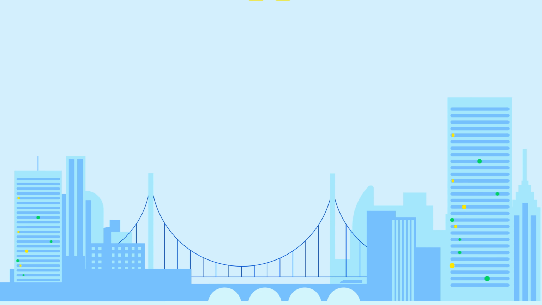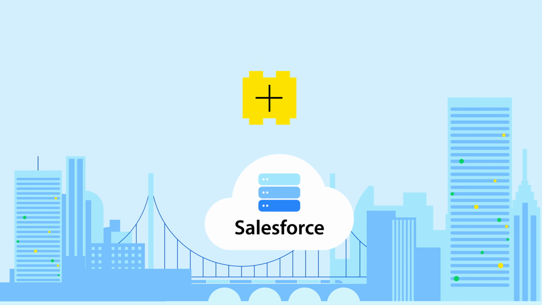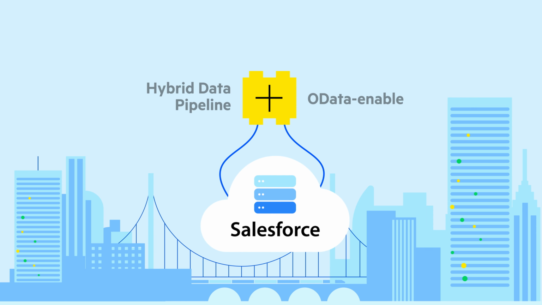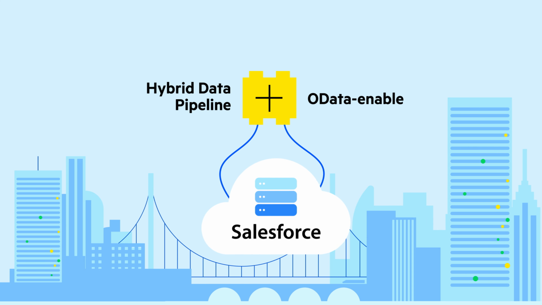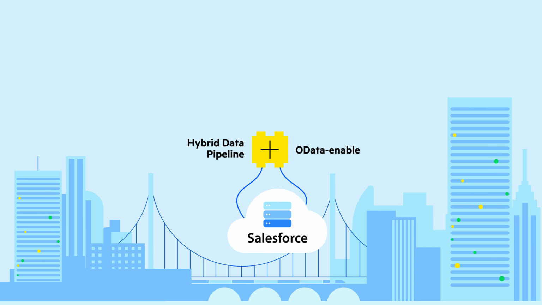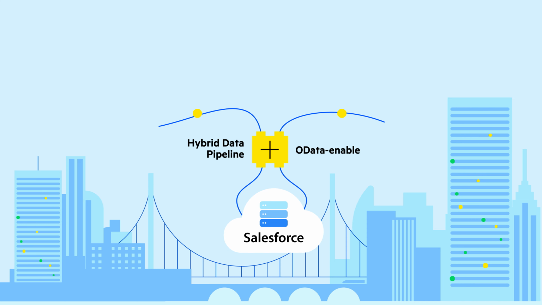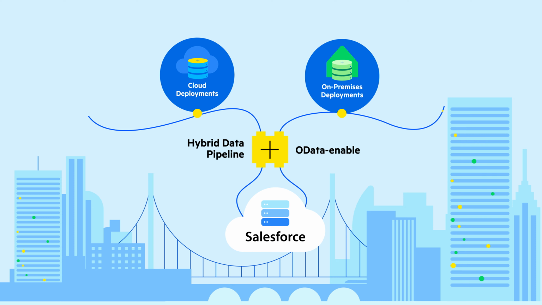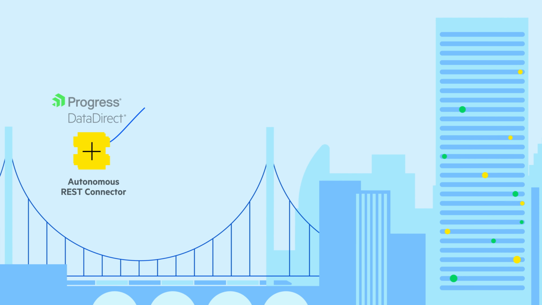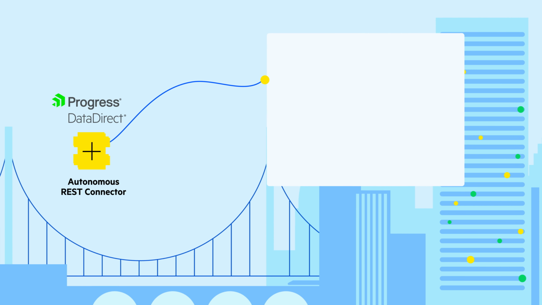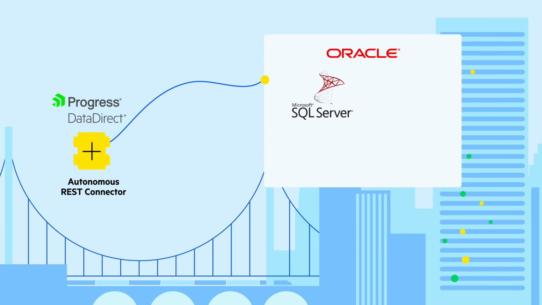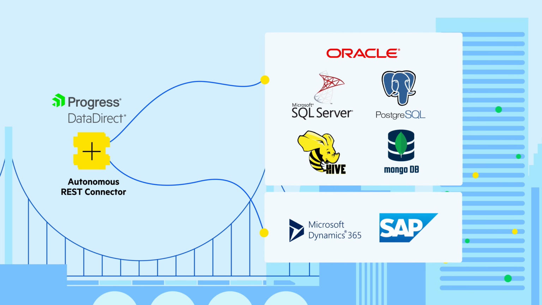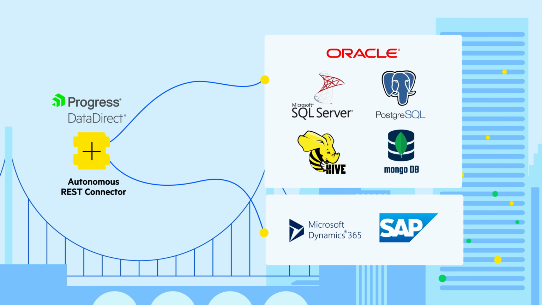You can also avoid the heavy lifting of needing to ETL or replicate your data. Hybrid Data Pipeline will REST enable your data sources using OData so Salesforce can easily connect. It also supports end-to-end encryption, cloud or on-premises deployments, and features to protect your data sources. Speaking of supported data sources, we have you covered from traditional relational sources such as Oracle, SQL Server, and Postgres to Hive and Mongo. We also cover cloud sources like Dynamics, SAP, and REST sources with our autonomous REST connector built right in.